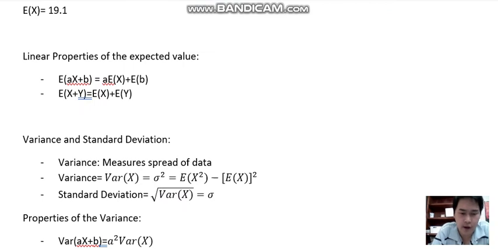And last, we're going to go through the properties of the variance. For variance in the form of ax plus b, the b disappears and you get a squared in front. And yeah, that'll be all.